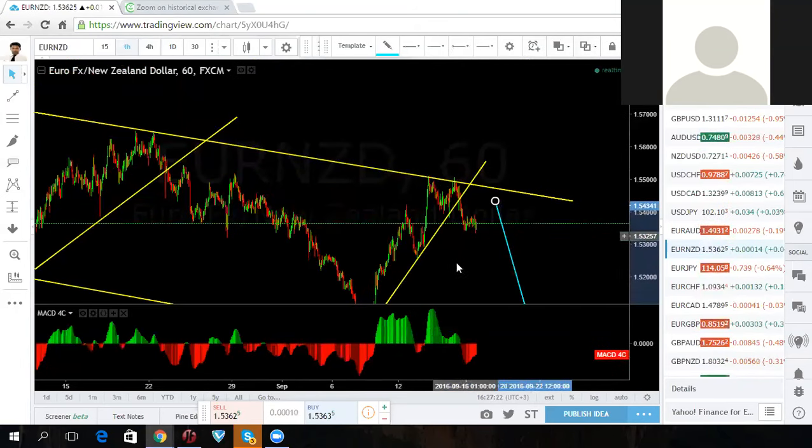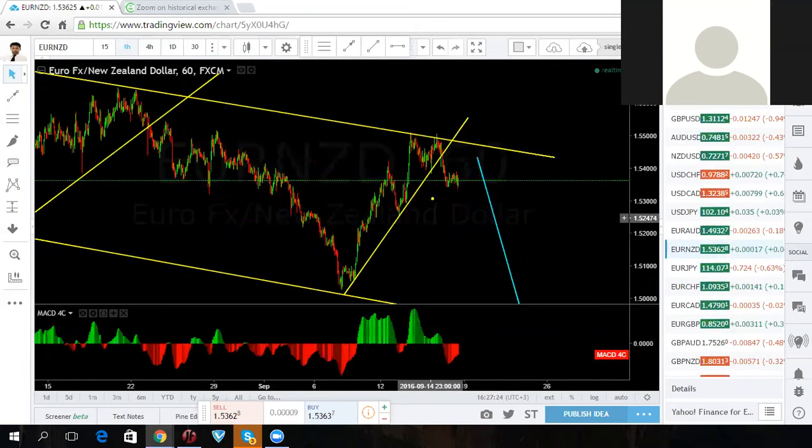So this is what we're looking for. I'm looking to see whether we're going to make a flag here. And if they start to make a flag here, we would look for one more trade to the downside. This would be a good sell. This wasn't a good sell.